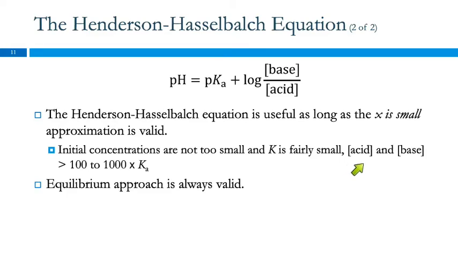So the acid and the base, then I'm not sure what this means. Initial concentrations are not too small and K is fairly small. Acid and base greater than 100 to 1,000 times Ka. I think that's saying that these concentrations have to be larger than the Ka, like 100 to 1,000 times larger. The equilibrium approach to finding the pH always works, but this can be a lot faster. Any questions?